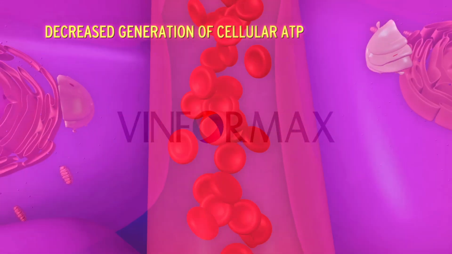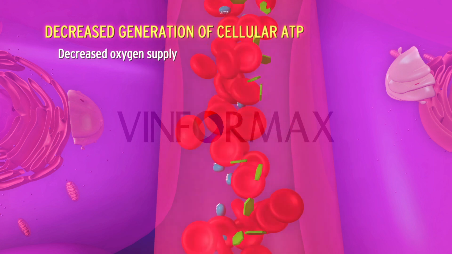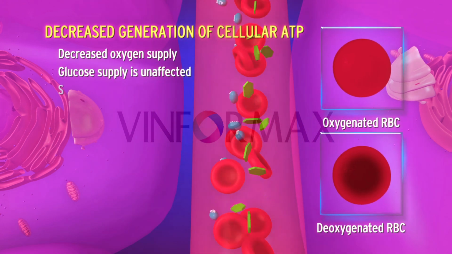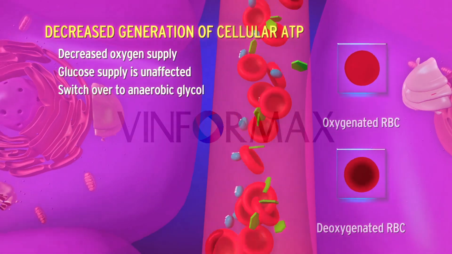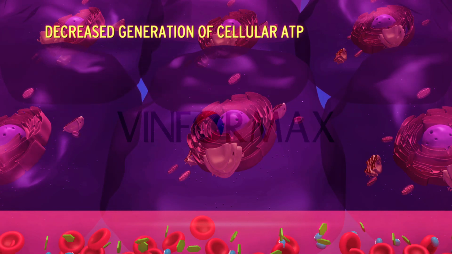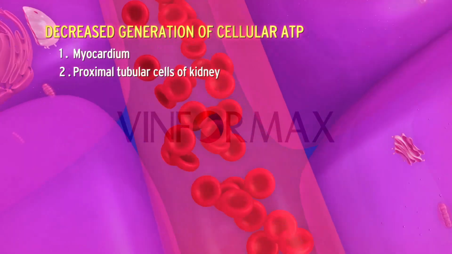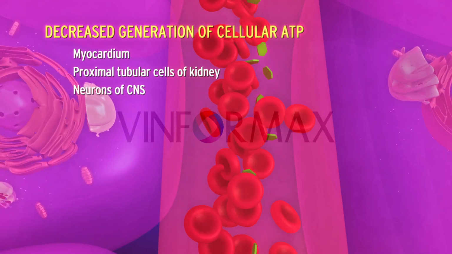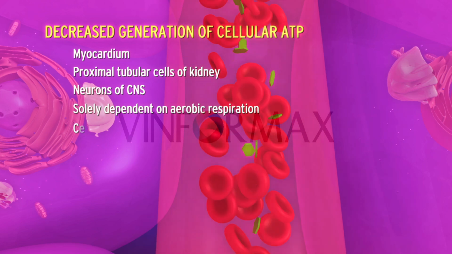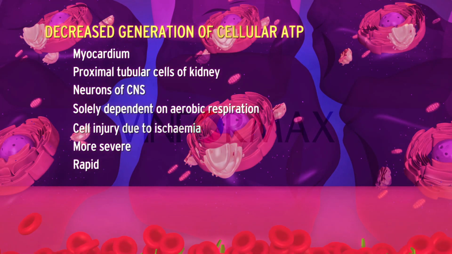Hypoxia from other causes result only in decreased oxygen supply, whereas glucose supply is unaffected, thereby allowing the cell to switch over to anaerobic glycolysis. The cell injury is less severe. However, myocardium, proximal tubular cells of kidney and neurons of CNS are solely dependent on aerobic respiration, and thus cell injury due to ischemia are more severe and rapid in these tissues.